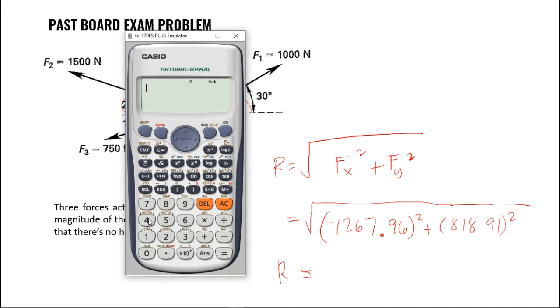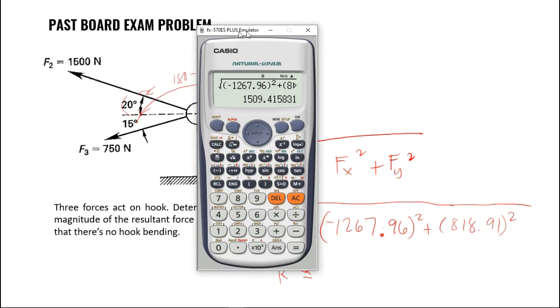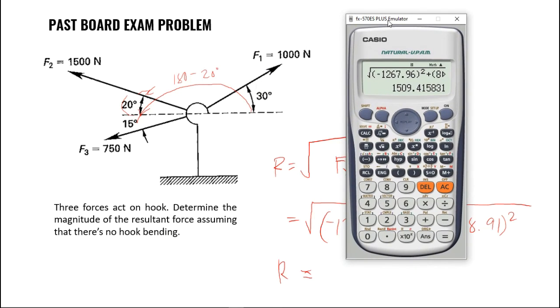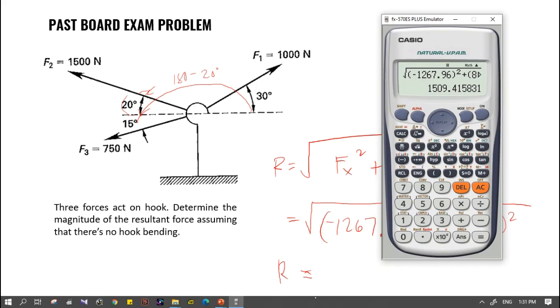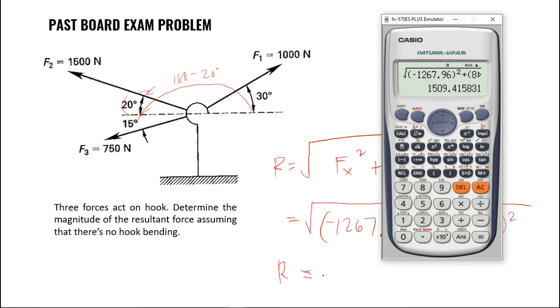So mode computation tayo guys. So we have here square root of, so ang resultant natin guys is 1509.415 newtons. So this is our final answer guys. So you can use this method of calculator techniques in dealing with static force systems.